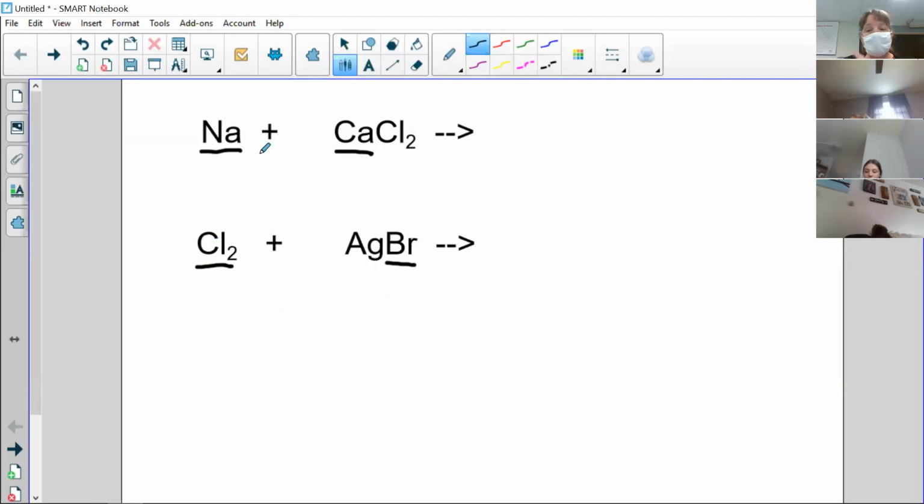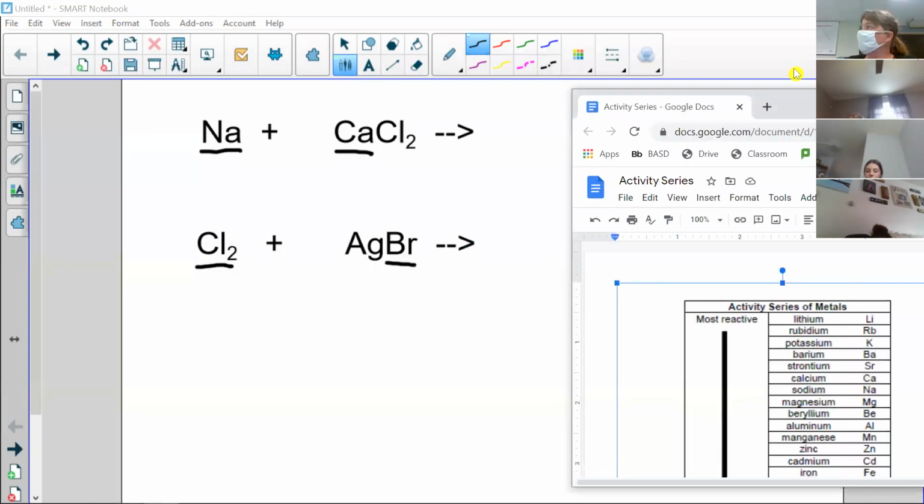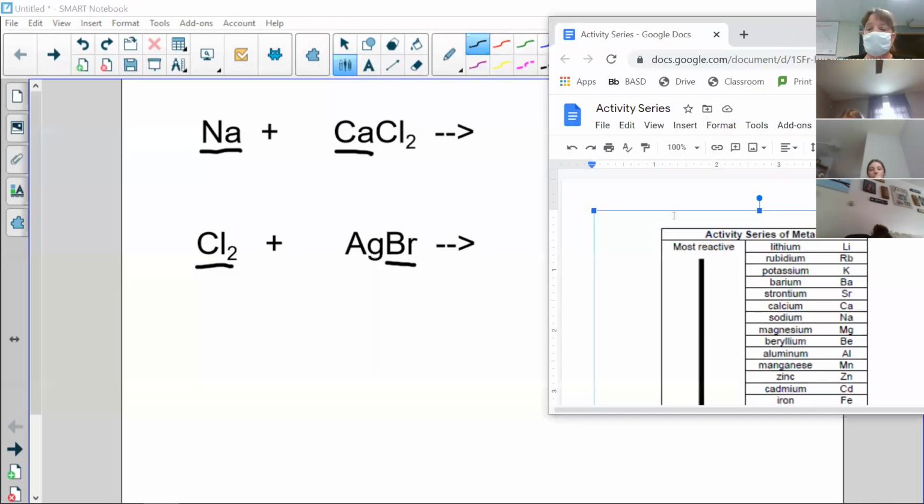But recall that you do have to check all single replacement reactions to see if a reaction will happen at all. So as soon as you identify that you have a single replacement reaction, you should be checking your activity series. Remember that the activity series tells us if a reaction will happen. In order for the reaction to occur, the one that is trying to replace the one in the compound must be stronger or higher in the chart.